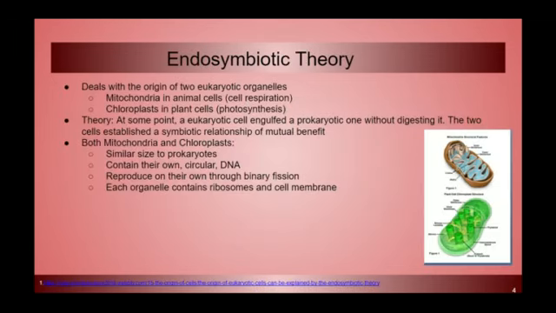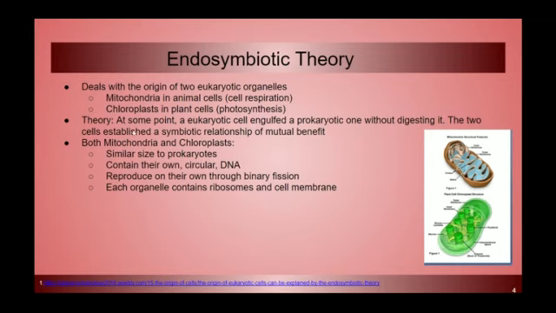There's one more thing we've got to talk about, and that's the endosymbiotic theory, right? So this theory deals with the origin of two eukaryotic organelles, which we'll talk about in great detail in the upcoming videos and in the upcoming units. Here you've got mitochondria in animal cells, which are really useful for cell respiration, and chloroplasts in plant cells, which are really useful for photosynthesis.